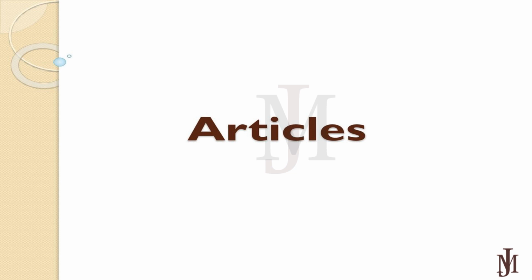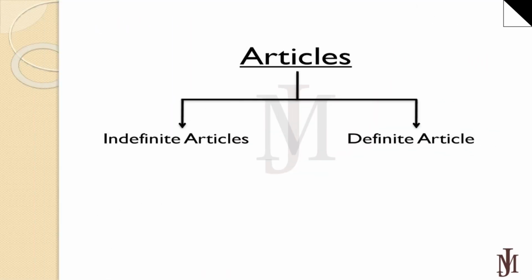Articles. Today I shall discuss the rules that you need to know for using articles in English correctly. Articles are the words a, an and the. They are divided into two categories: indefinite articles and definite article. A, an and the, these three articles are actually demonstrative adjectives because they are used to refer to any person or anything. They always come before nouns.